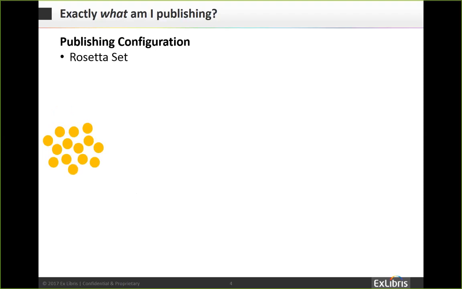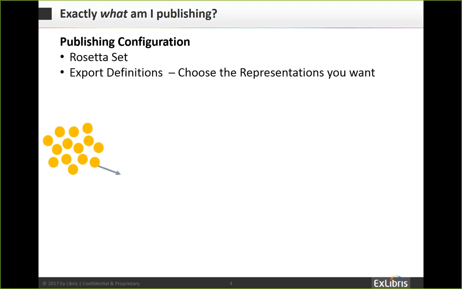And so you're going to start off with deciding on your Rosetta set. Of course, you're going to want to know exactly what population you're working on. So you're going to define a Rosetta set. Each one of these IEs is going to have to be exported. So you're going to need to choose your representation that you want to export. So for the purpose of this example, I'm going to export preservation master, and let's take modified master as well.